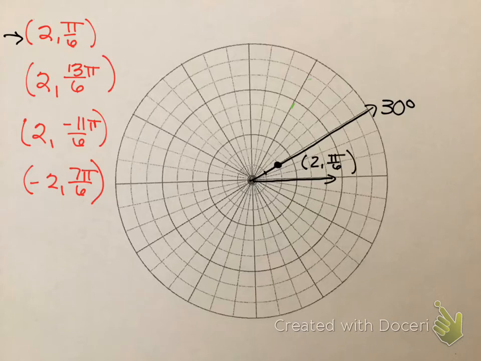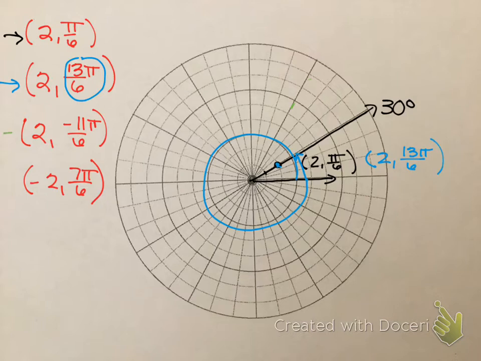All right, now let's graph 2, 13 pi over 6. Are you comfortable that 13 pi over 6 is more than one rotation? So in other words, I would be rotating 12 pi over 6, 13 pi over 6, and that point right there has the coordinates 2, 13 pi over 6.